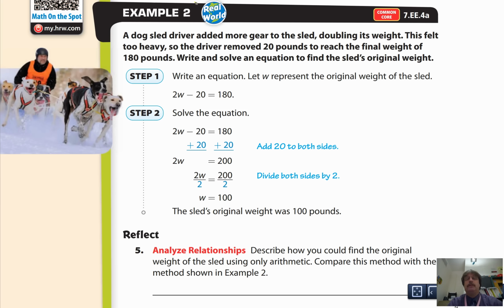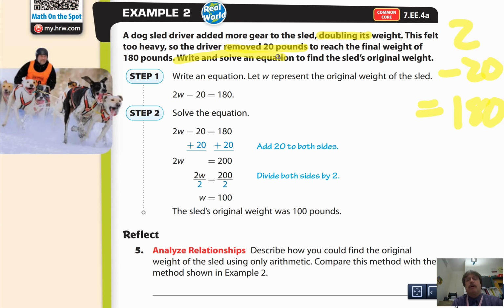In example 2, they give us a word problem to work with. They go through all the steps that you can use. A dog sled driver added more gear to the sled, doubling its weight. So that means that's 2, okay, 2 times. This felt too heavy, so the driver removed 20 pounds. So that's going to be subtract 20. Hope you can see that over here. And to reach the final weight of 180. So that means it's going to equal 180, okay?